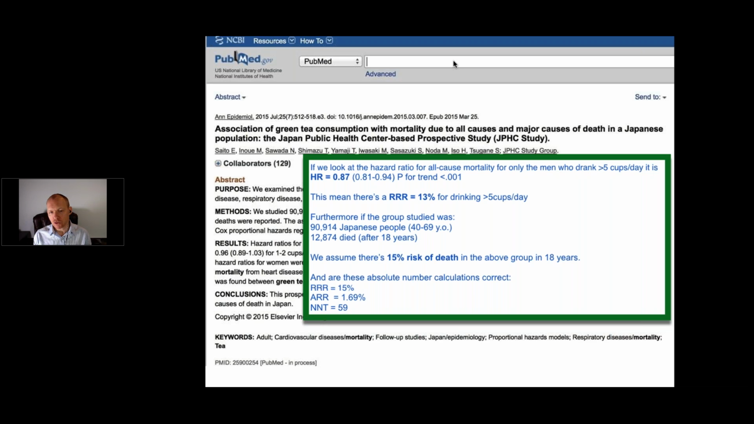The absolute risk reduction is only about 1.69. So drinking the green tea alone, you have to have about 59 people in this group drinking that much tea to save one life. So it's not that much when you're only drinking just the green tea. So yes, drink your green tea, but again, it's only one member of the team.